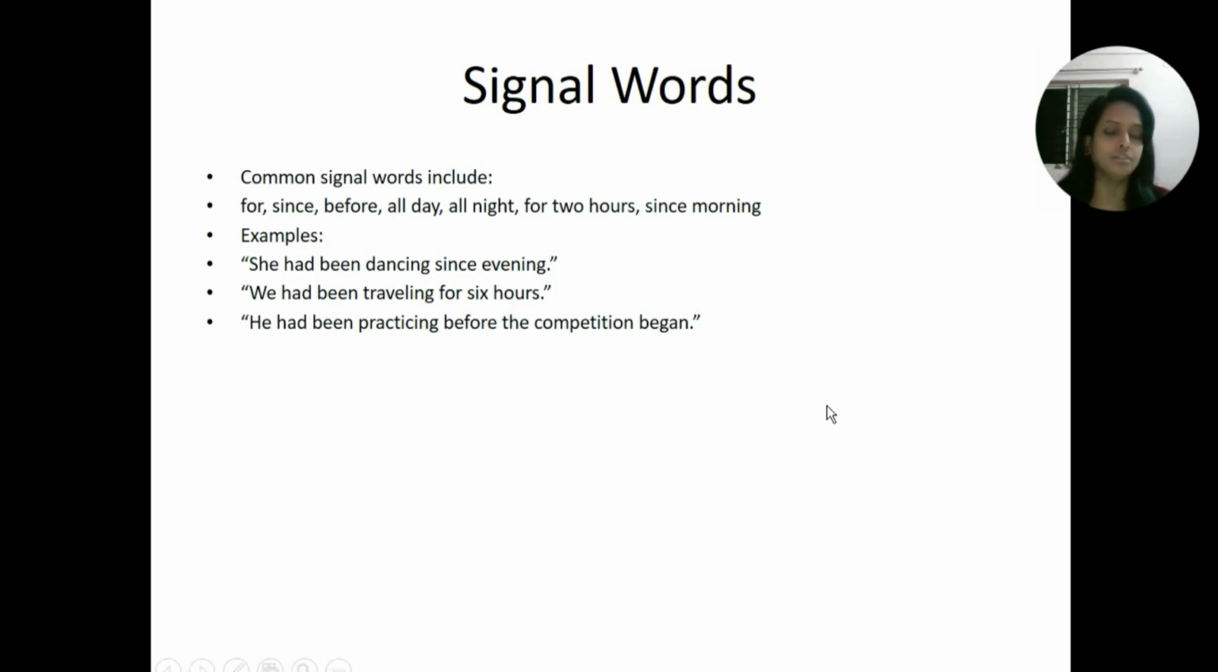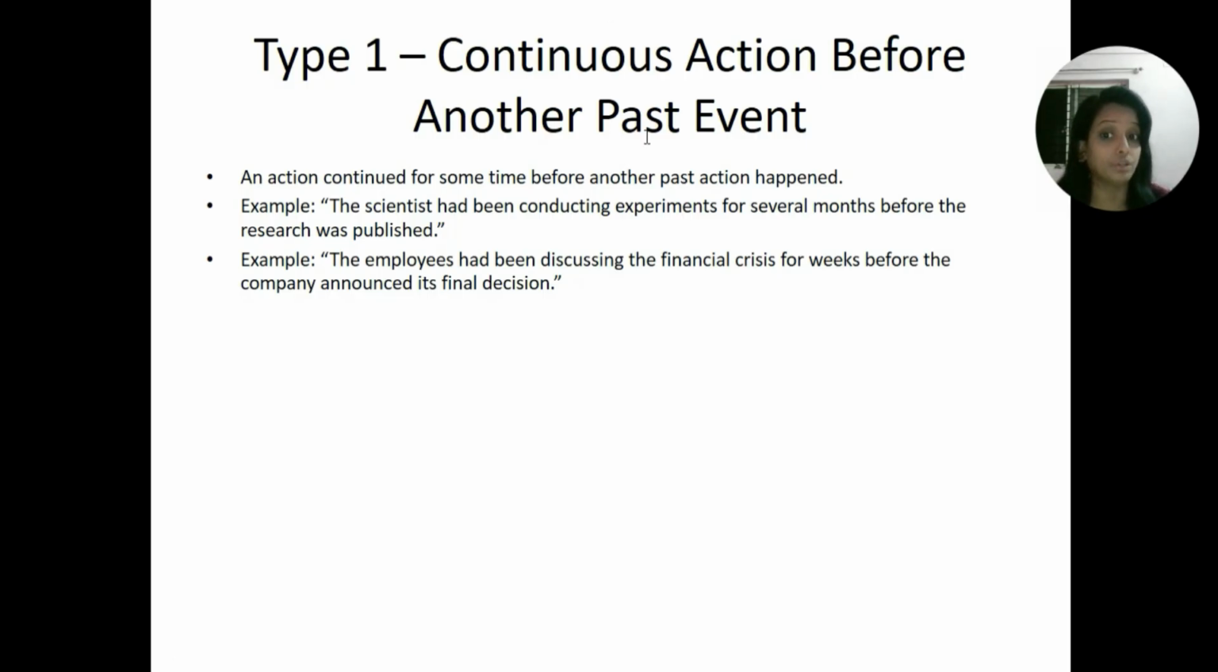Okay? And let's move on to the types of past perfect continuous tense. This is where advanced understanding begins. So type 1 is continuous action before another past event. An action continued for some time before another past action happened. Here is an example. The scientist had been conducting experiments for several months before the research was published.